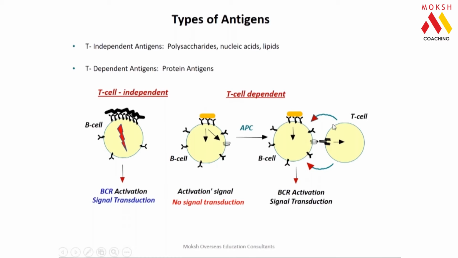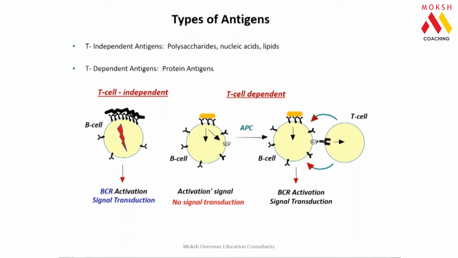So that can only happen in the case of T-dependent antigens. And these are usually proteins. And where do these interactions happen? Usually these interactions happen in the follicular areas of the secondary lymphoid organs. Now, B cells can be activated by something other than a protein.